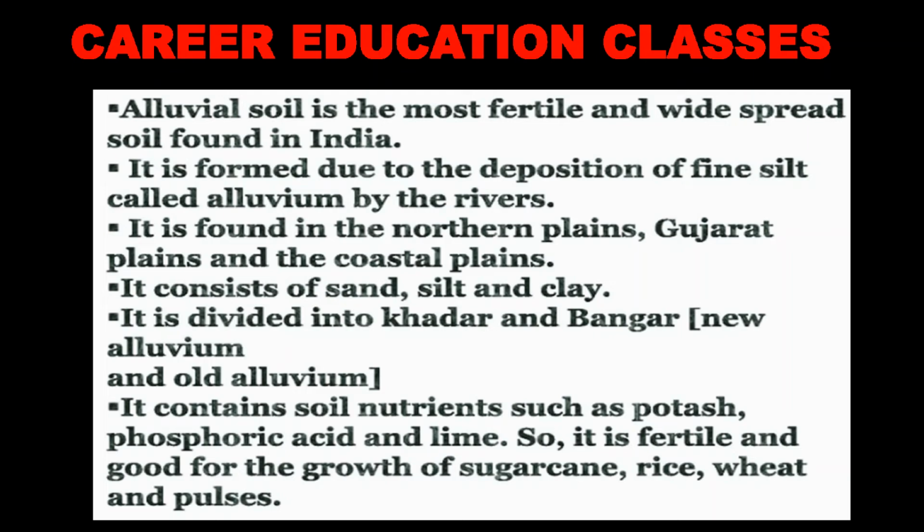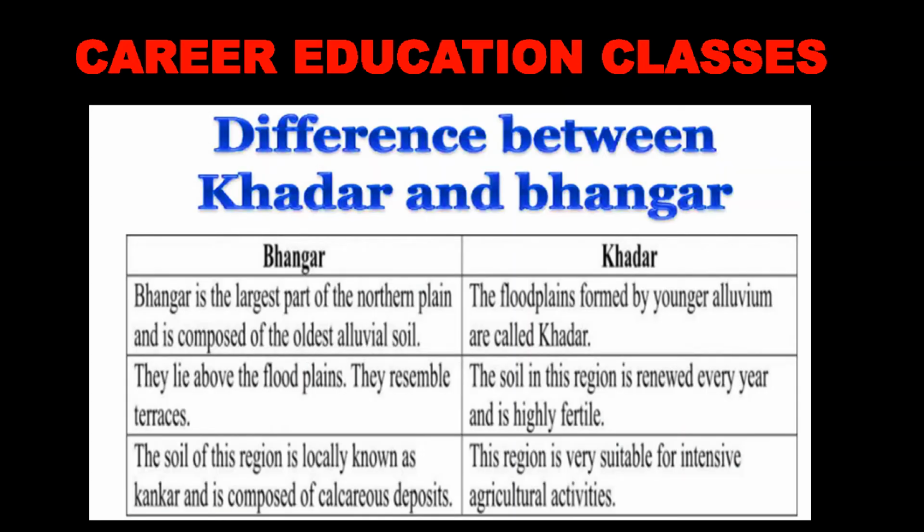It is the most fertile soil, which includes two types, Bhangar and Khadar. Potash, phosphoric acid and limestone are present in this. Sugarcane, paddy and wheat are best grown in this soil. This is a highly intensively cultivated soil. Now we move to the Khadar and Bhangar. Khadar is a new soil, Bhangar is an old soil. Bhangar is found in non-flood areas. The soil of this region is locally known as Kankar also.